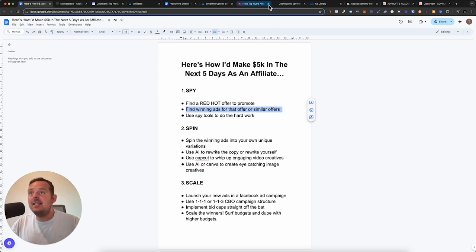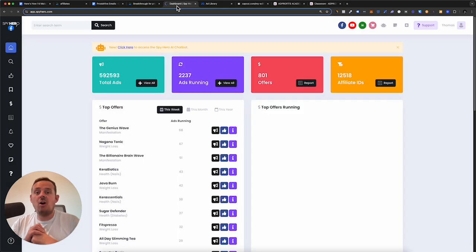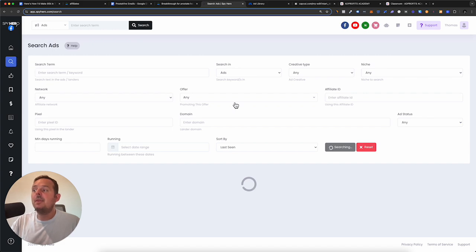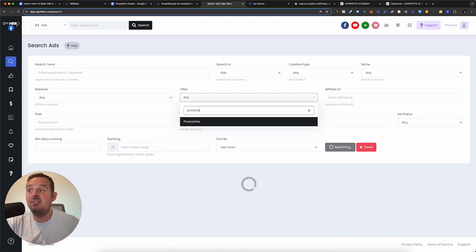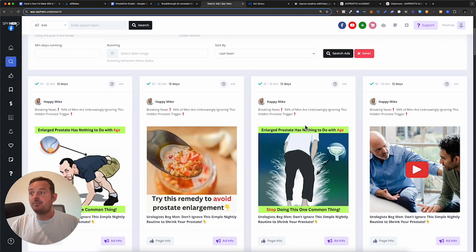For me, the easiest place to do that, I'm just going to shut a few of these down. We'll keep the affiliate tools page open. The easiest place for me is to find ads on Spy Hero, if we want to find ads for these exact offers, which ultimately we do. So in Spy Hero, we can go to our magnifying glass up at the top, and then with the offer drop down, the first place we can start is to get an idea as to what's running on Prostavive. So if we search this, boom.